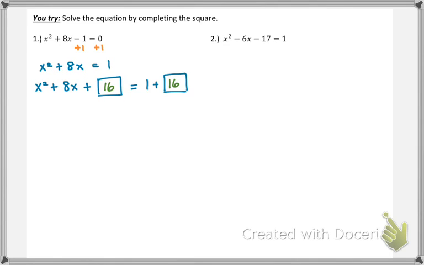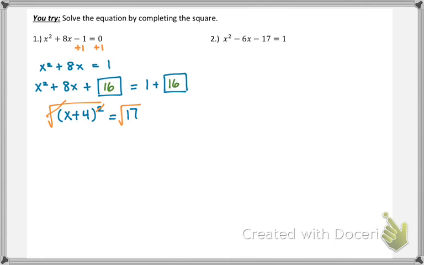So now when I factor this, it becomes x squared. I'm gonna split into x and x, right? And then factors of 16 that add to give me 8, that's 4 and 4. So it's gonna be x plus 4. And instead of writing x plus 4 again, I'm gonna write it as x plus 4 squared equals 17.